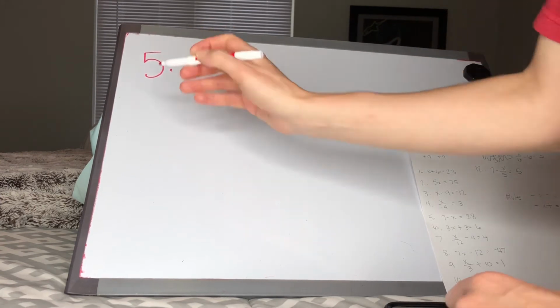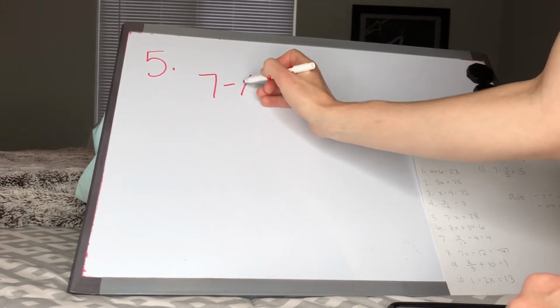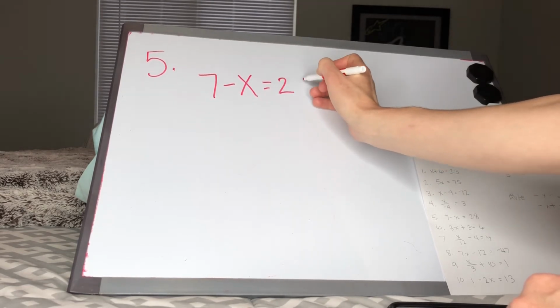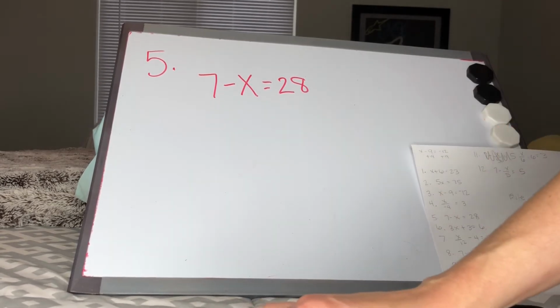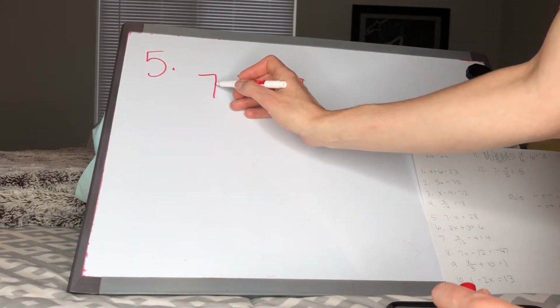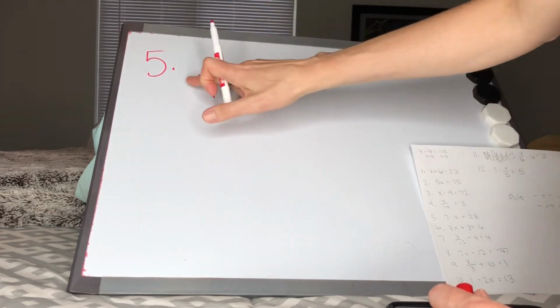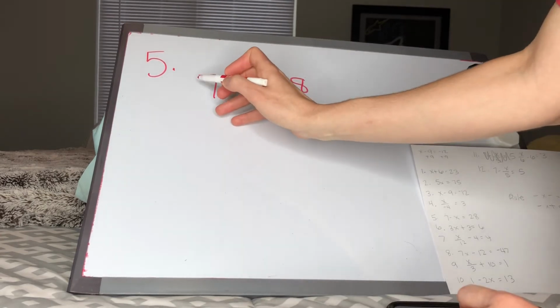Okay, let's see. 5. Okay, this one, 5 will be kind of confusing a little. So 7 minus x equals 28. Okay, this one looks like number 1, but there is one extra step to it. Okay, so we need to get x alone. So 7 is over here. Now, there's no sign in front of 7, so that just automatically means like it's a positive.